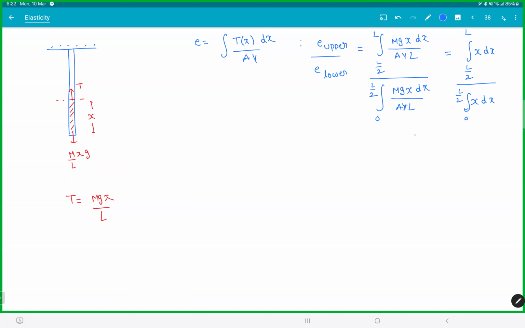Which is x square by 2, x square by 2. You can solve this. That would be L square minus L square by 4. Yeah, L square by 4. 3:1. As expected, the upper one will have a higher tension, so it will have 3 times more elongation than the lower half.